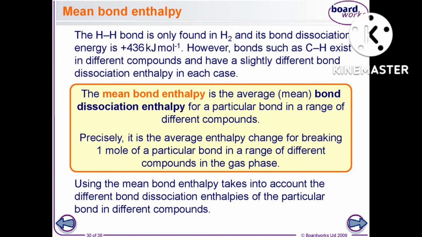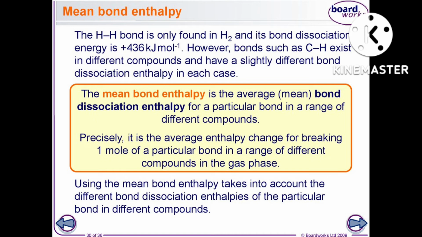In objective multiple choice questions, they will ask this question. They want to know whether a student knows about the mean or not. Mean energy; you can say this dissociation energy or enthalpy. Okay.